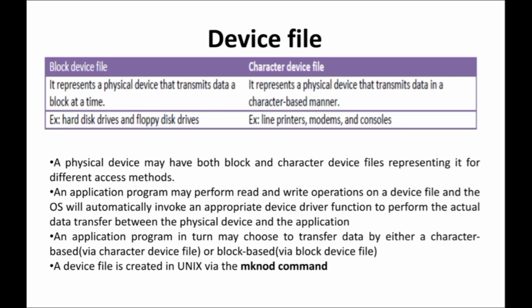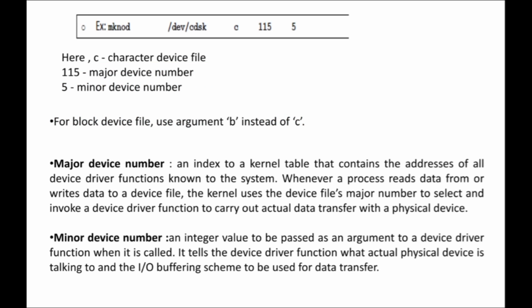And one more important thing: how to create a device file in the Unix operating system. A device file is created in Unix through the mknod command. You can create a device file using the mknod command. For example, you can see here I am creating a device file cdsk. You can see there is a C, then 115 and 5. C is nothing but I am creating a character device file.